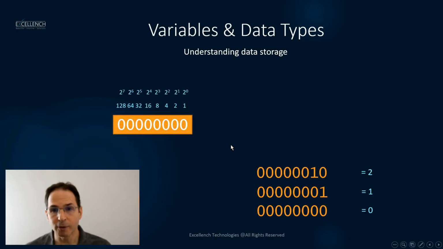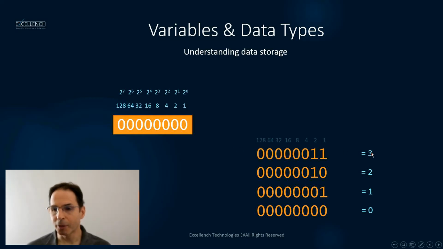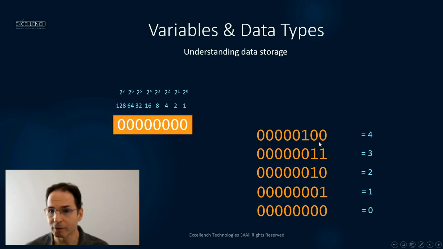So if we follow this rule, the number 3 is now represented by turning on bit number 1 and bit number 2. Bit number 1 represents the number 1. Bit number 2 represents the number 2. We add those 2 together and we get a 3. The number 4 will be represented by just turning on the third bit, because the number 4 is representing the third bit.